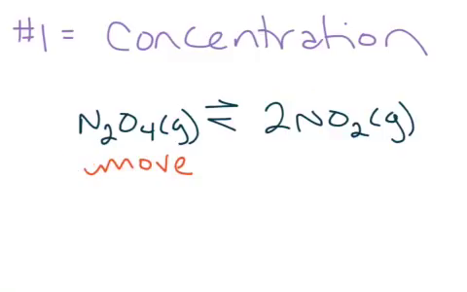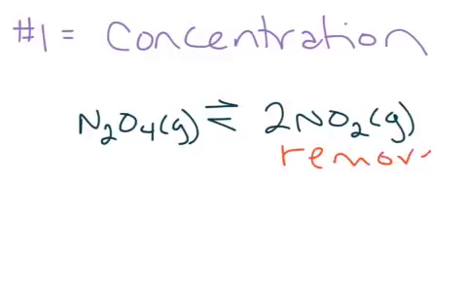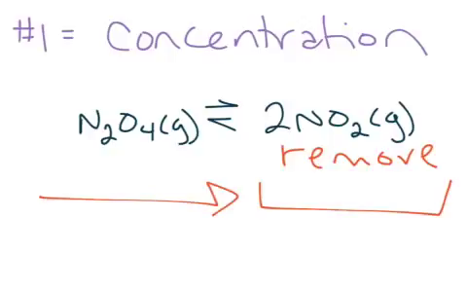If we decide we're going to remove something from this side, that means the stress is a lack of product, so we need to shift to the right in order to replace the product that was removed.